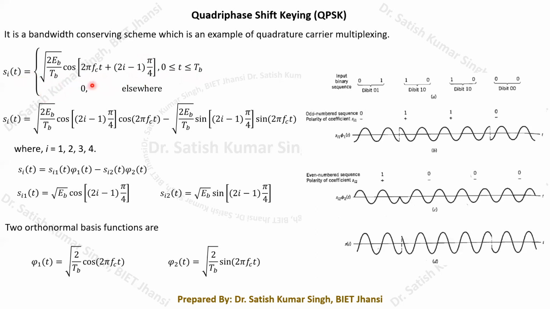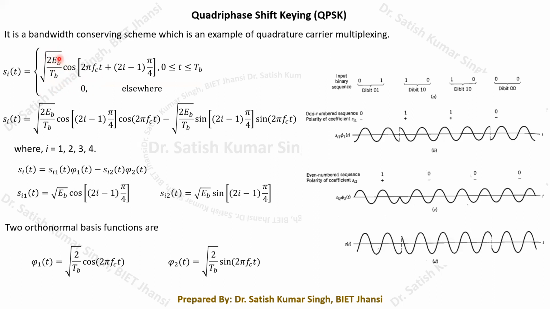Let's try to first understand this expression. During this bit interval, 0 to T_b, the carrier will have a certain energy, which will be our E_b.